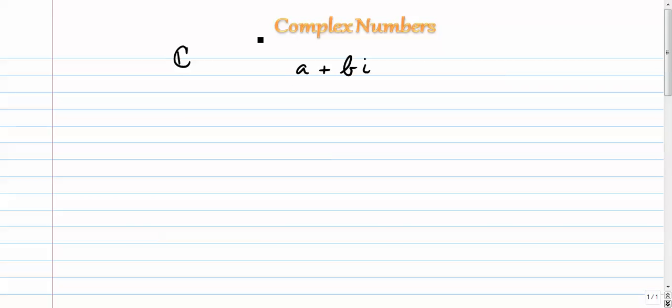All right, where a is your real number. That's your real element. And this element right here is your imaginary component. So a complex number is basically a combination of a real number and an imaginary number, right?